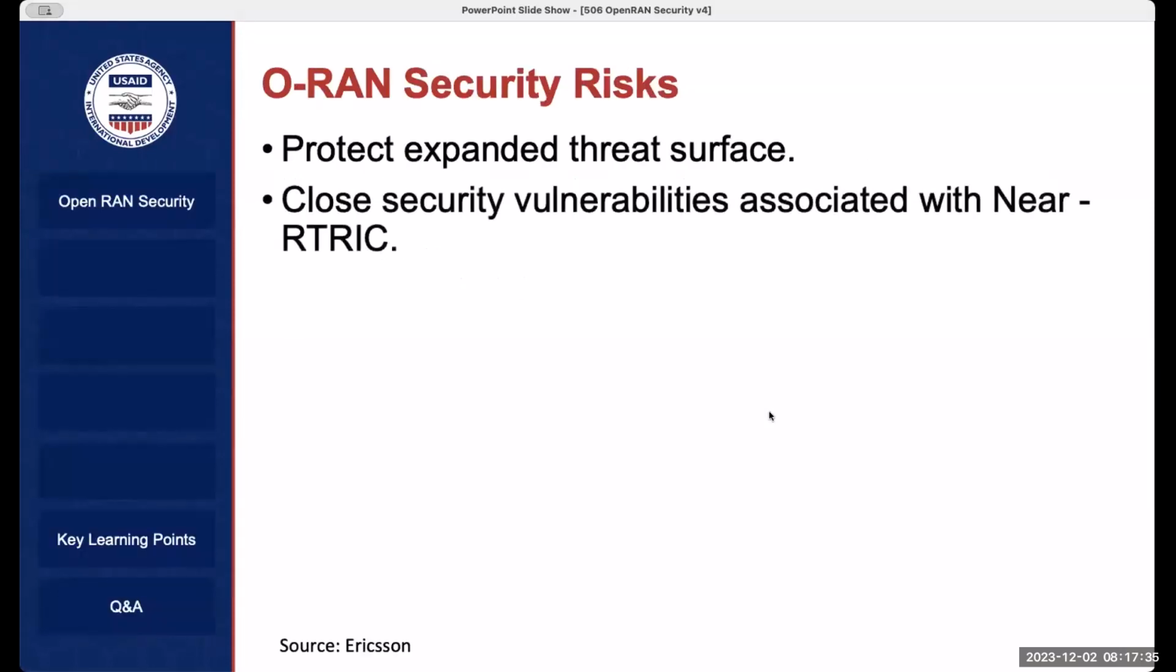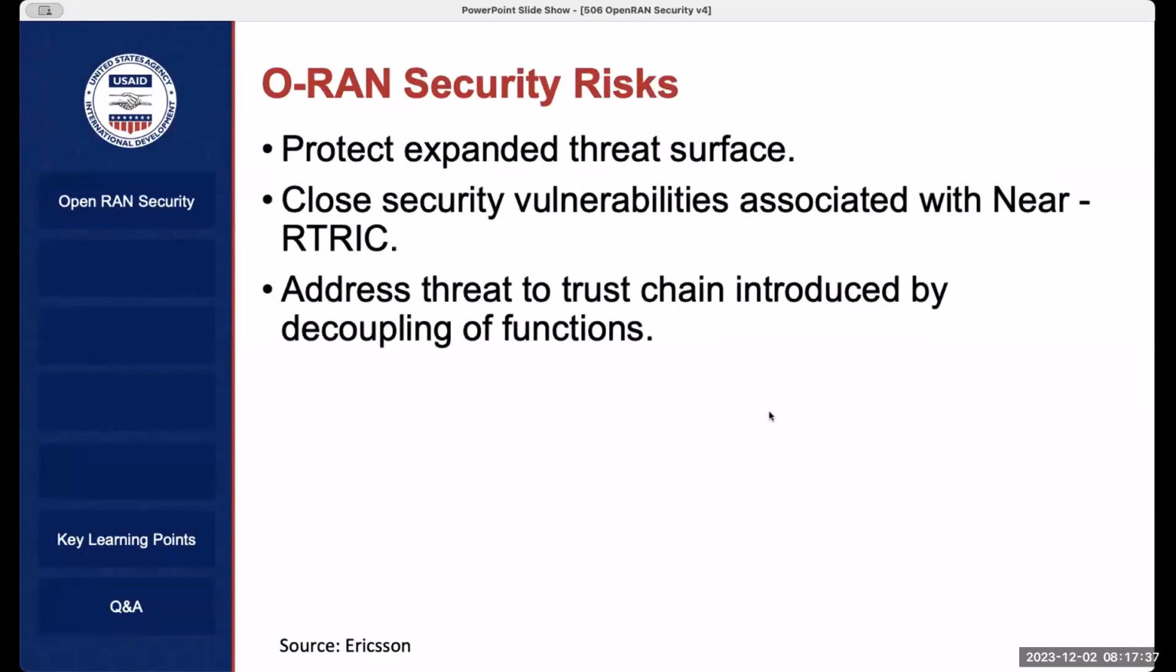Next, we have ORAN security risk. Basically, we want to protect the expanded threat surface, since this is not a single vendor deployment anymore. We typically want to be protected if, let's say, one device or one component was compromised, and we need to determine if one component is being attacked and where it's coming from, and chances are one of those components was compromised and it's attacking other systems within Open RAN.